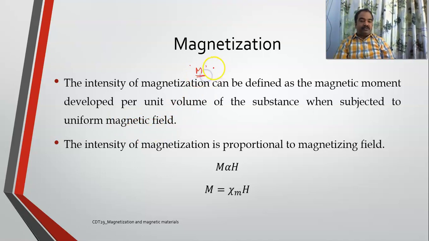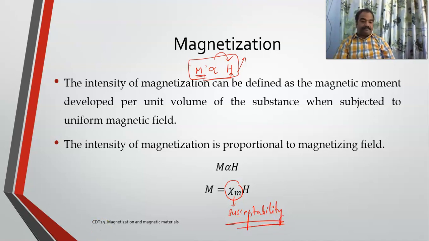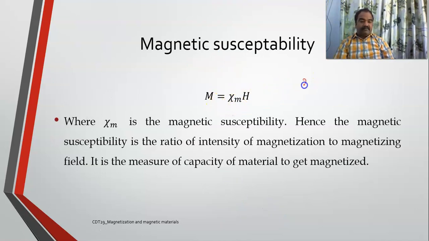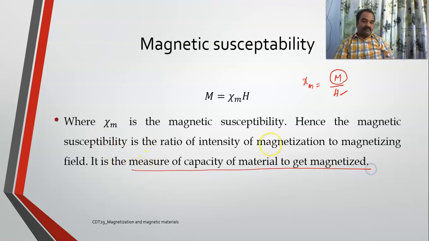The intensity of magnetization is proportional to the applied magnetic field, isn't it? If you apply a stronger magnetic field, then we see a huge change in the magnetic moment. So it all depends upon how much magnetic field you are applying. The relation between magnetization and the applied magnetic field is given by the symbol psi, which we call susceptibility. This susceptibility is defined in magnetic terms as M by H, the ratio of magnetization in the material to the applied magnetic field. In other terms, it is a measure of the capacity of the material to get magnetized.